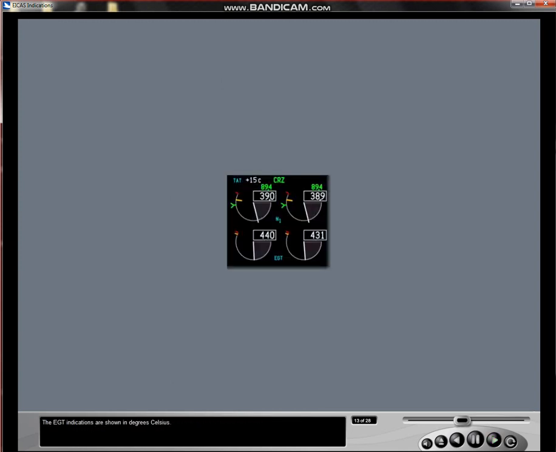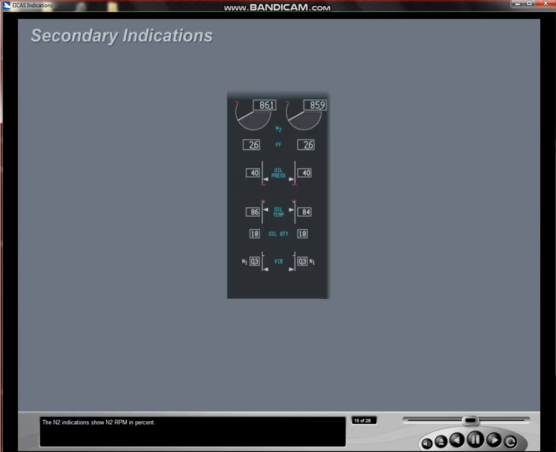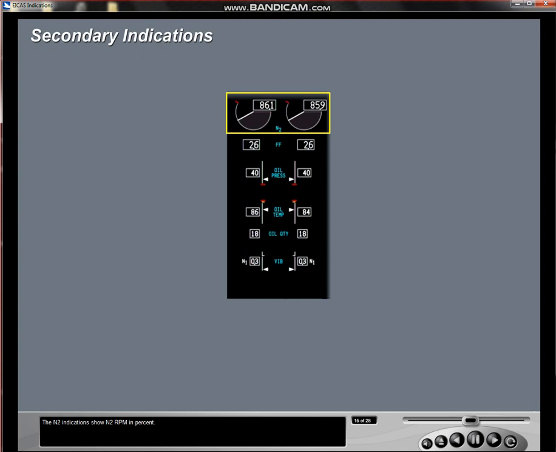The EGT indications are shown in degrees Celsius. The EGT indications look almost the same as the N1 indications. The N2 indications show N2 RPM in percent.